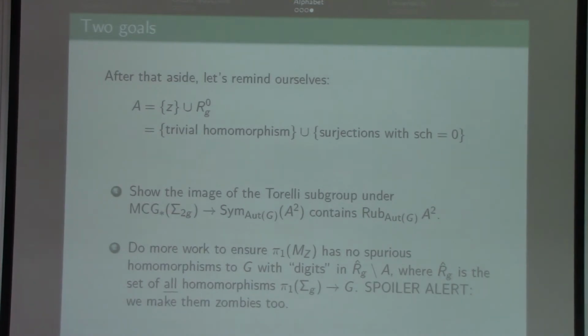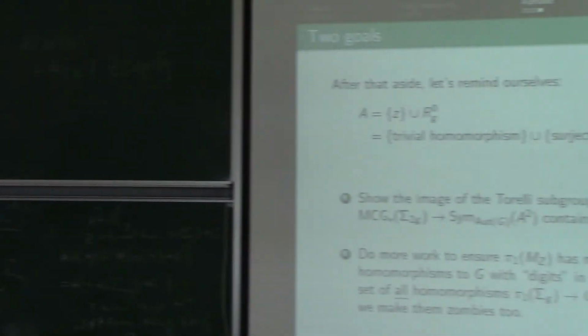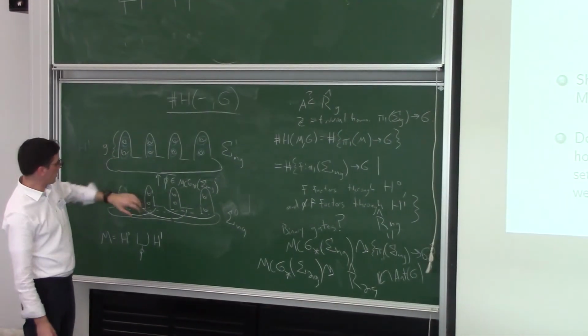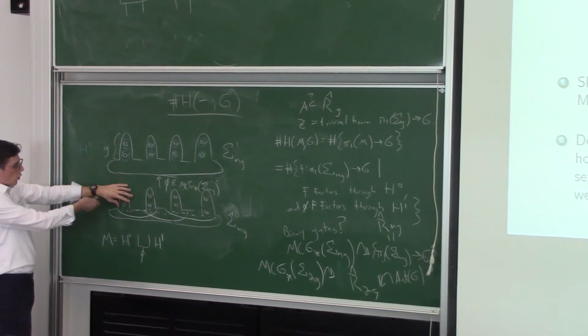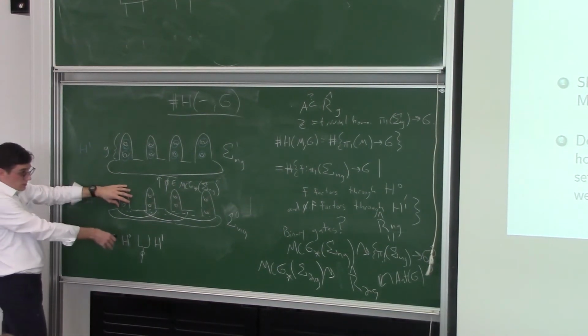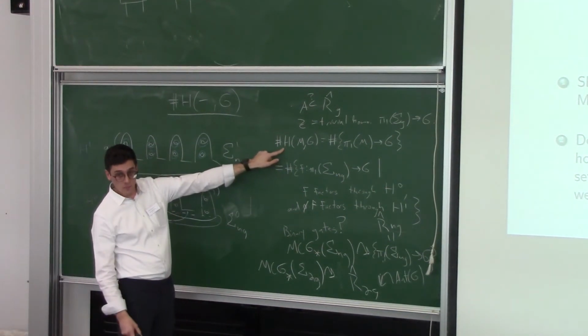So the technique is to treat these things, so there are bad digits, right? If you have a homomorphism from the surface to G, and it's not in the alphabet you care about, that's somehow something you don't want to contribute. You don't want it to contribute to the final answer here.